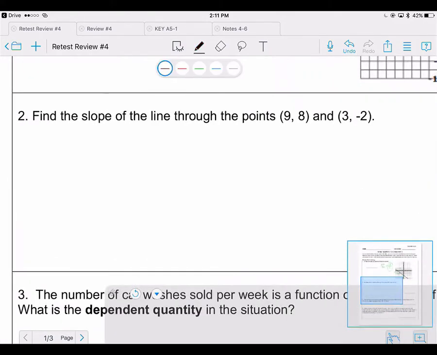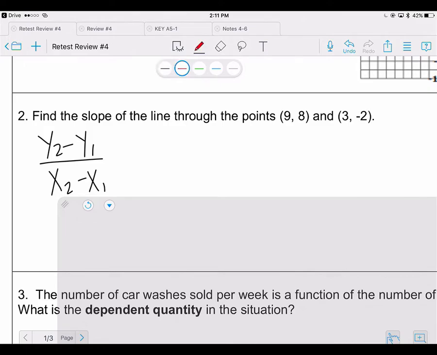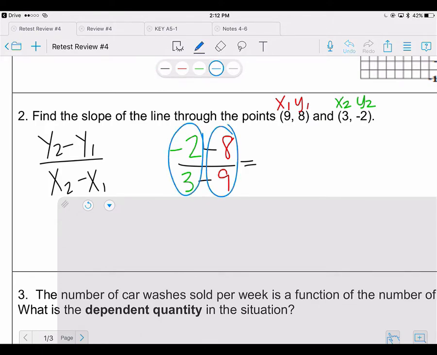Problem 2 asks us to find the slope of the line through the 2 points. Our slope formula is y2 minus y1 over x2 minus x1. So when I label my points, x1, y1, and then x2, y2, I am plugging into the formula. So y2 minus y1 over x2 minus x1. So I'm just looking at those labels that I have in the red and the green and filling it in accordingly. Please note that my green lines up and my red lines up, which it should, and then my y's are on the top, x's are on the bottom.